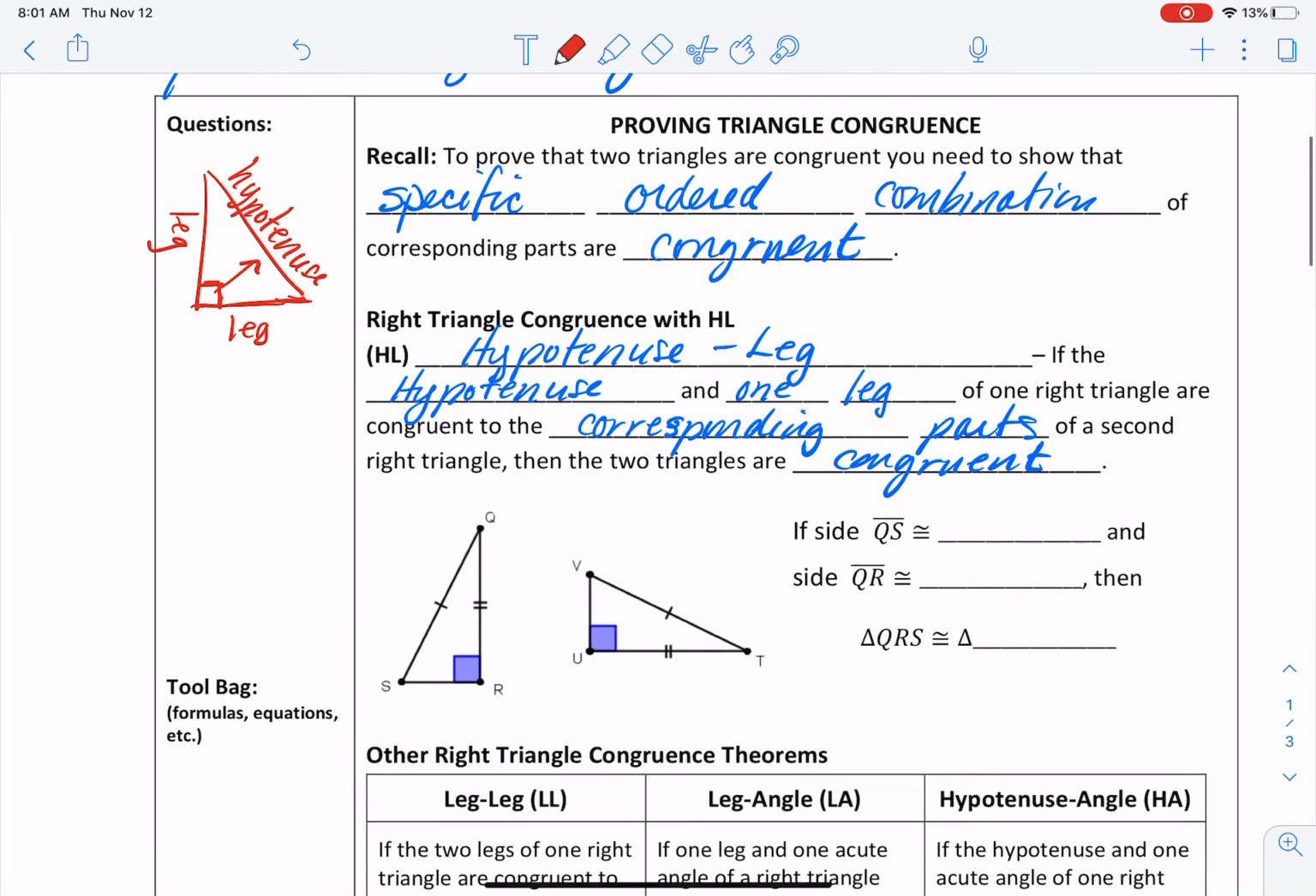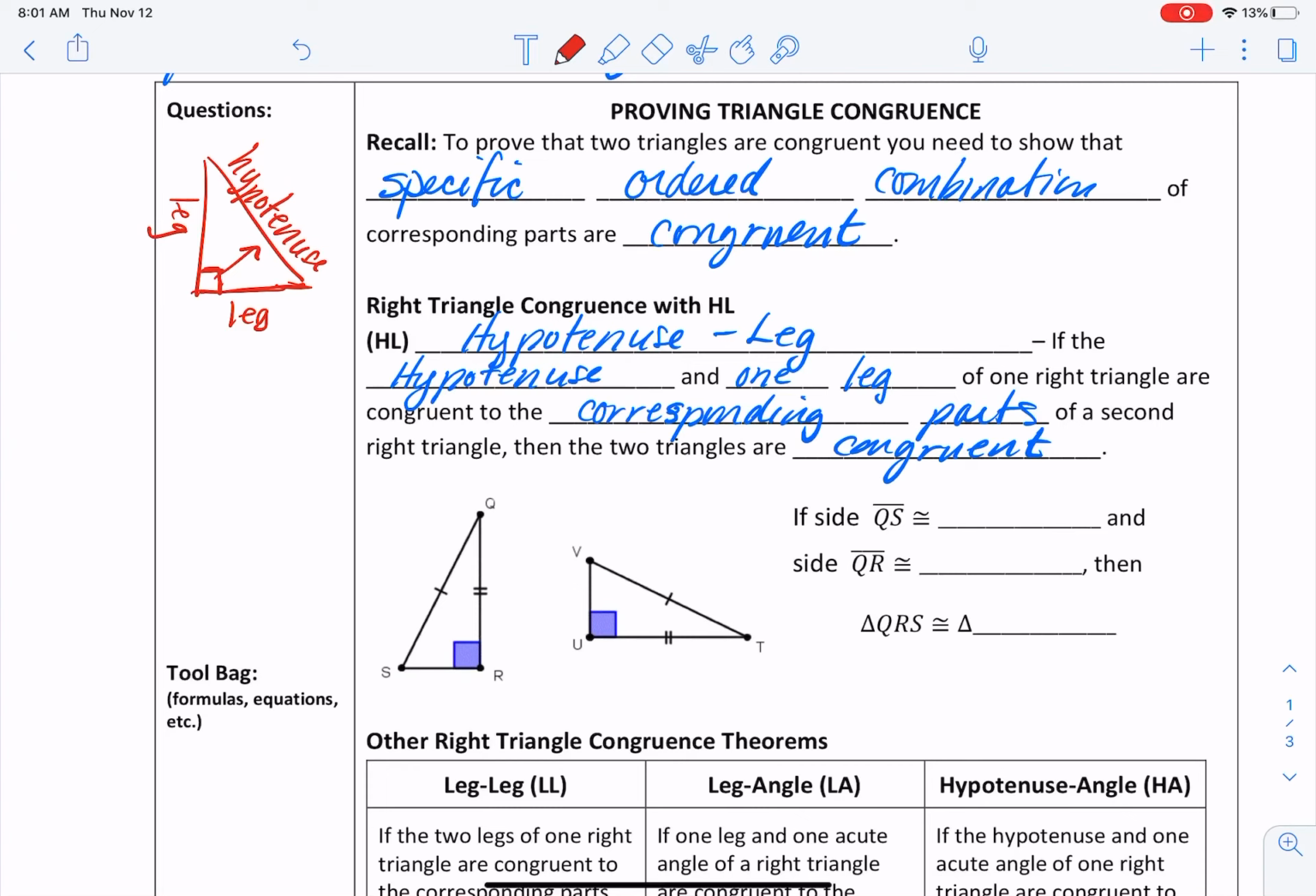So looking at our example here, if QS, that's our hypotenuse, is congruent to TV, remember to go the same way, so order is important. And if our leg, QR, is congruent to TU, then I can say that triangle QRS is congruent to triangle TUV.